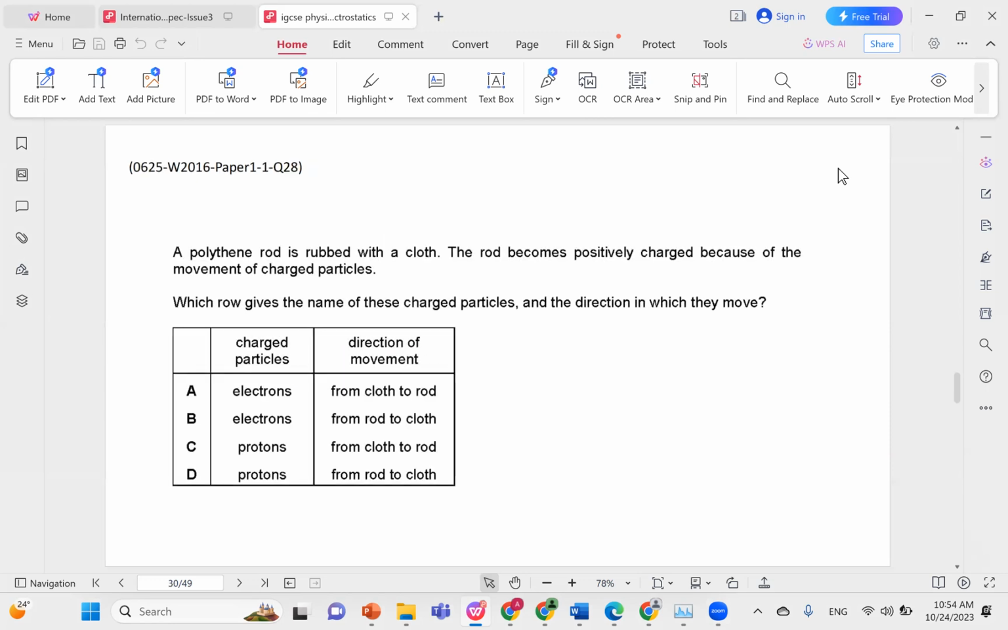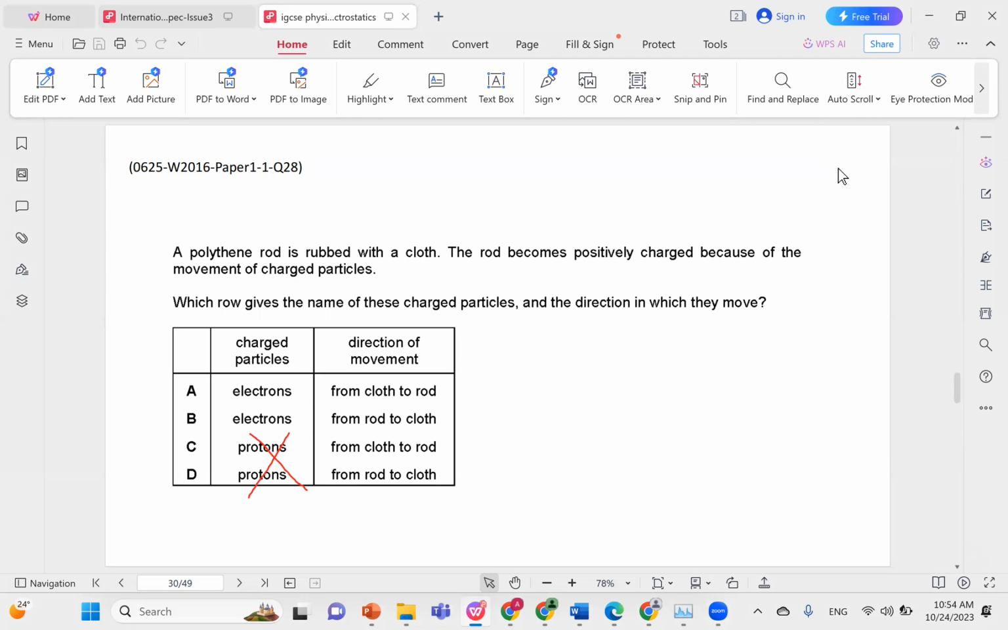A polythene rod is rubbed with a cloth. The rod becomes positively charged because of the movement of charged particles. Which row gives the name of these charged particles and the direction in which they move? Like we said before, protons do not move. So electrons are the correct answer. So it's either A or B.